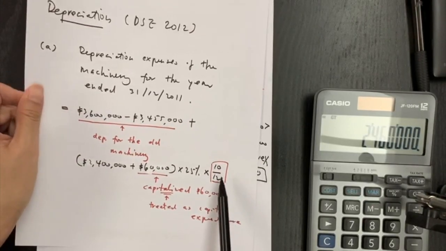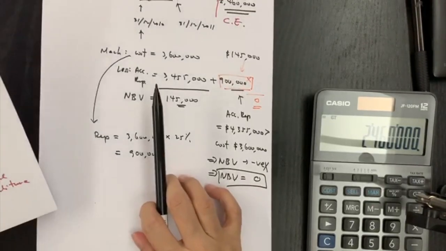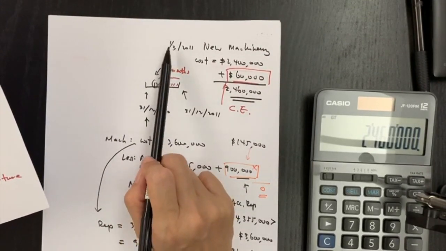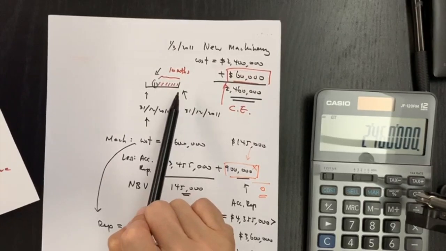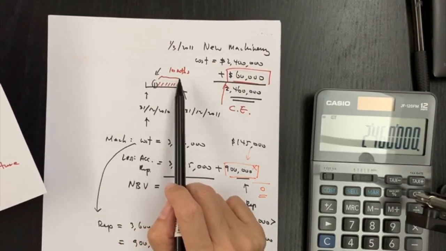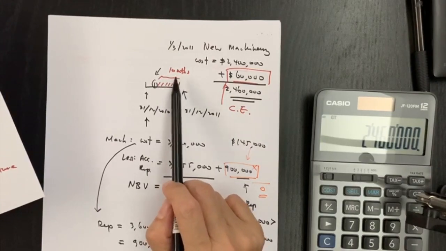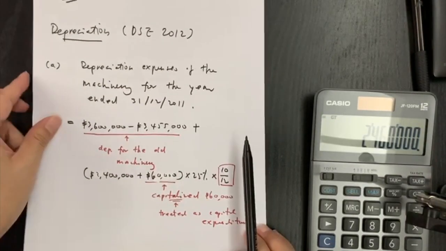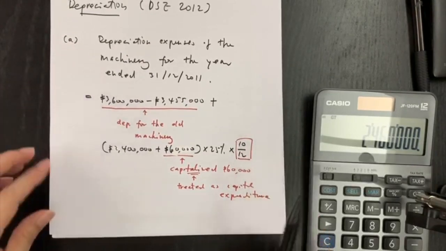So how long have we used the new machinery for? So you go back to the timeline here. Starting from 1st of March up to the end, so we have used it for 10 months. So this is very, very important. If you ignore this timeline, then all your calculation will be wrong. All right, so therefore, this is all about part A.